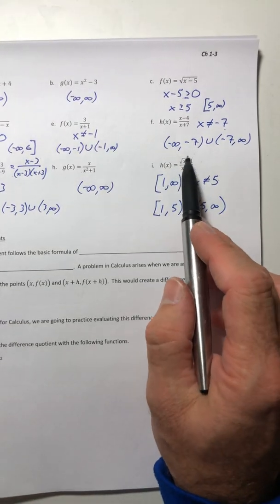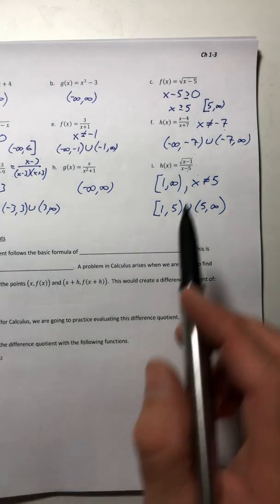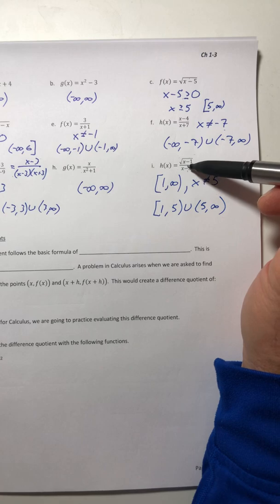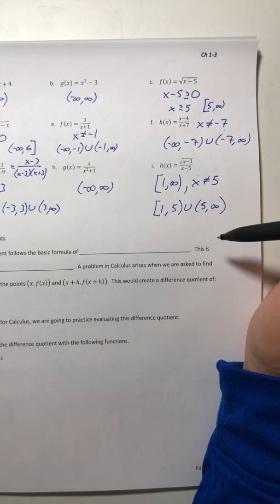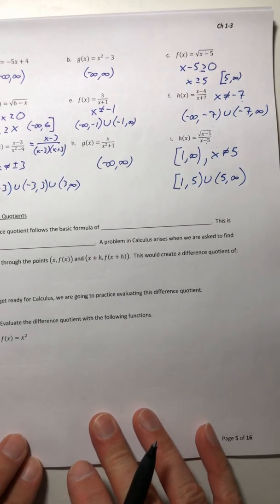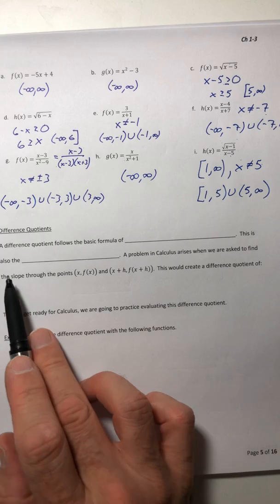So if it's a combo, if you have a radical inside of a fraction, you've got to be a little bit careful. The radical is still going to restrict the domain, but the denominator will restrict it a little bit further. All right, let's stop the video here, and we'll continue on with these difference quotients in the next one.